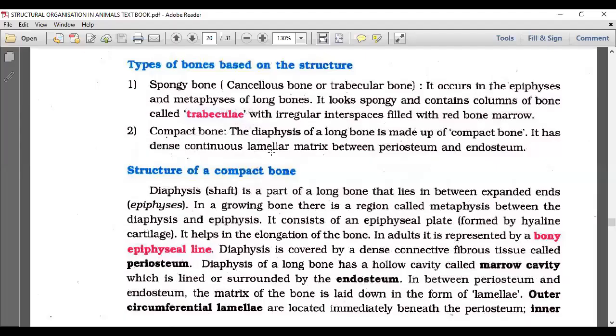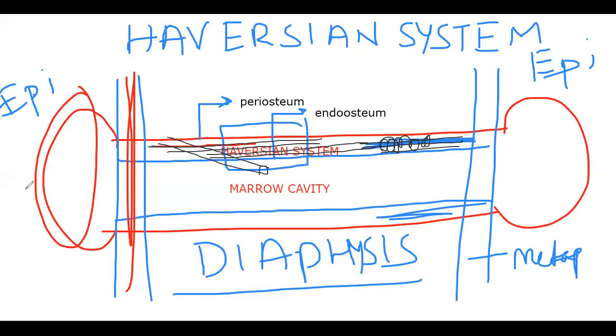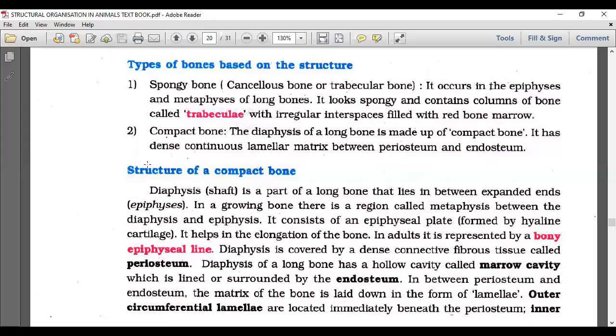It looks spongy and contains columns of bone called trabeculae with irregular interspaces filled with red bone marrow, as we have seen earlier. Let me show you once again the irregular spaces, and in between them is filled with red bone marrow. They are actually producing RBC. As we saw yesterday, the irregular interspaces are filled with red bone marrow.